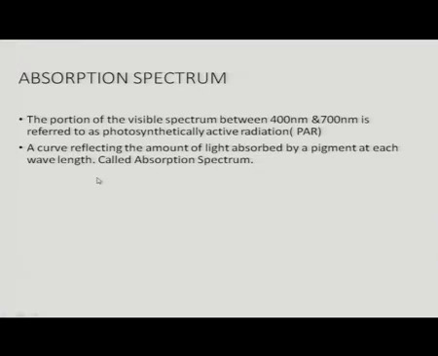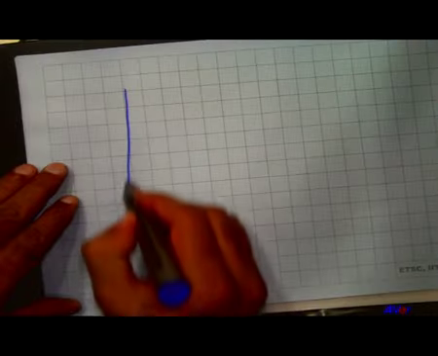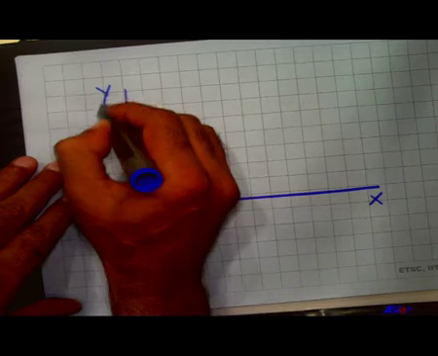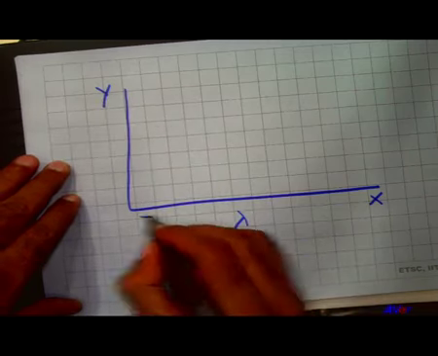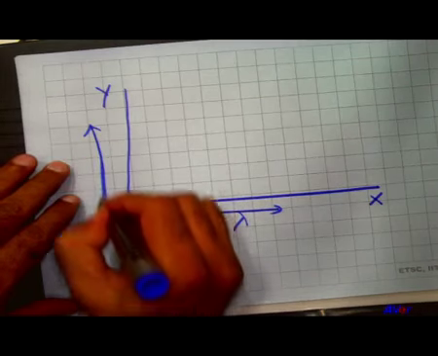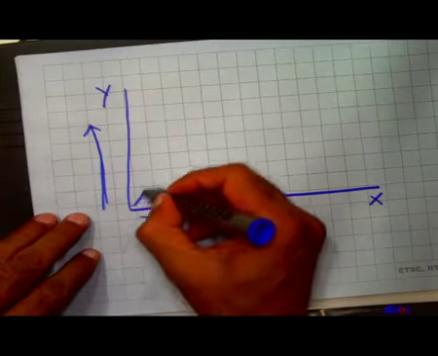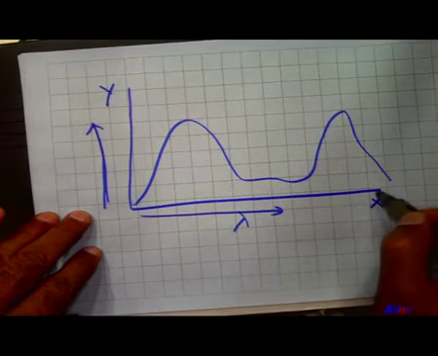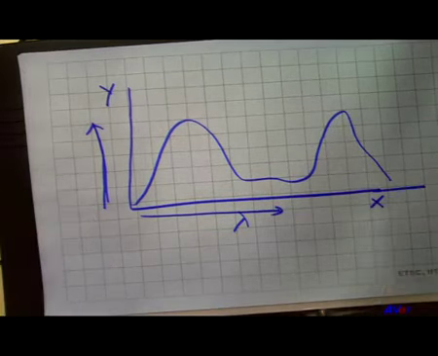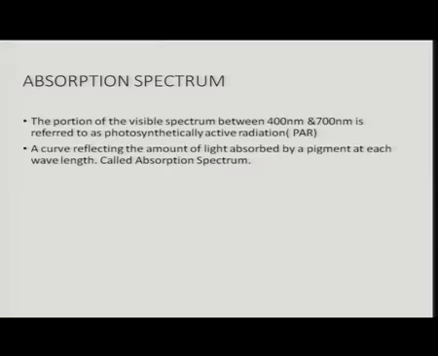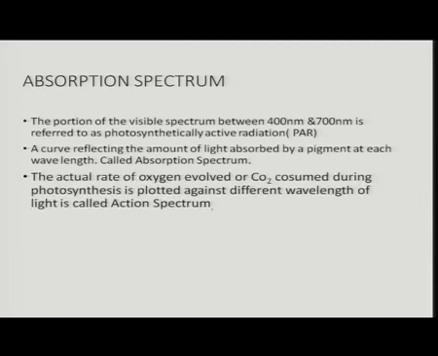So, when we plot the graph like this, on the x axis and y axis, here is the wavelength of light, here is the amount of light absorbed. When the amount of light absorbed by a particular pigment is plotted, that graph shows the absorption spectrum.